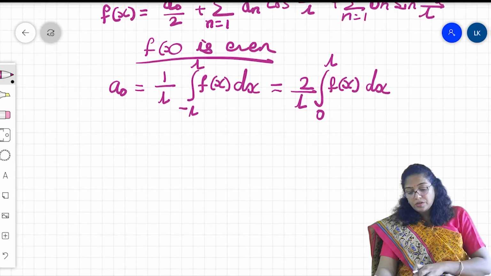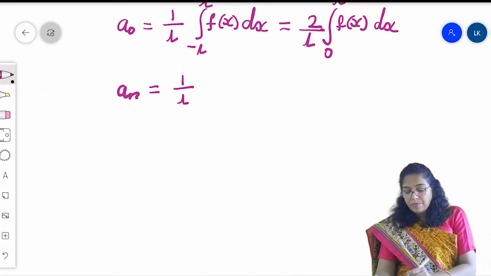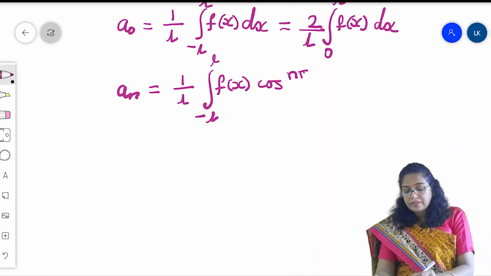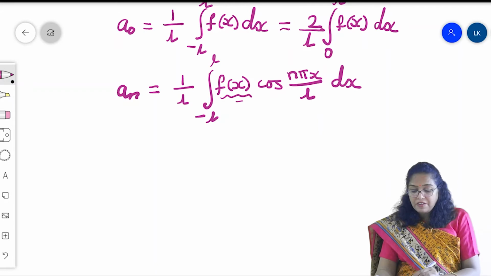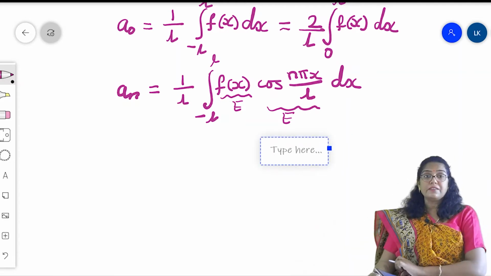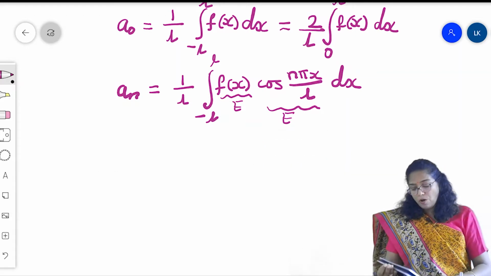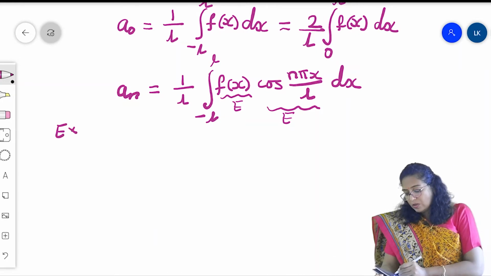What about the Fourier coefficient an? Originally, an is 1 upon L integral from minus L to L of f(x) cos(n pi x upon L) dx. Now f(x) is an even function, cos is an even function. The product of two even functions is even. Remember the condition: the product of even functions is always even.